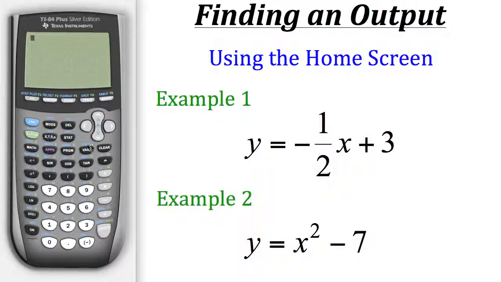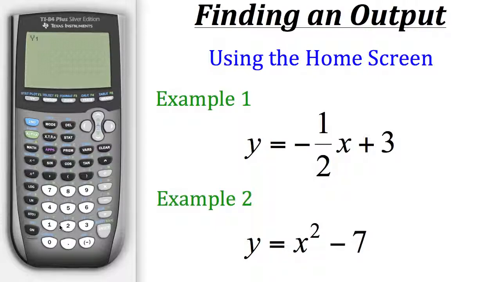The way we can do that is go to vars, right here, and you can see that there are two tabs at the top. We want to go to yvars. We'll scroll over, and the very first option is function. Now we can see a list of labels for equations that correspond to our y equals equations. As of right now, we only have a y1 and y2. We want to look at our y1, so we'll hit enter on y1.